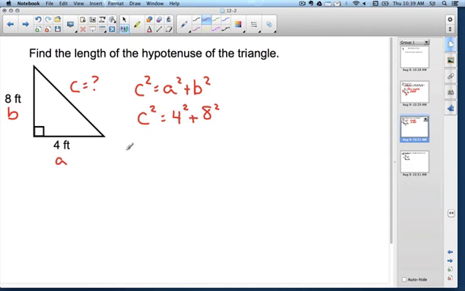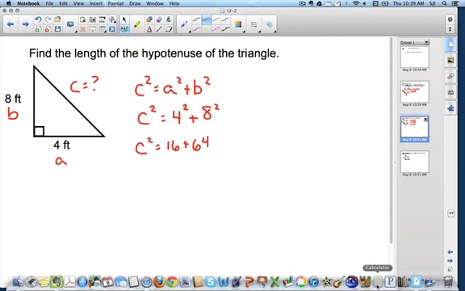So now I'm just going to do the math. c squared equals 4 squared, that means 4 times itself, so that's 16, plus 8 squared, which is 8 times itself, which is 64. Now we just need to know what's 16 plus 64. And we can get out our calculator.